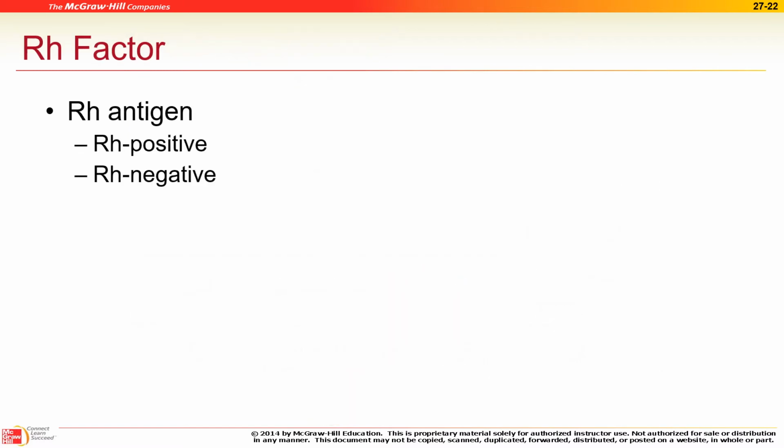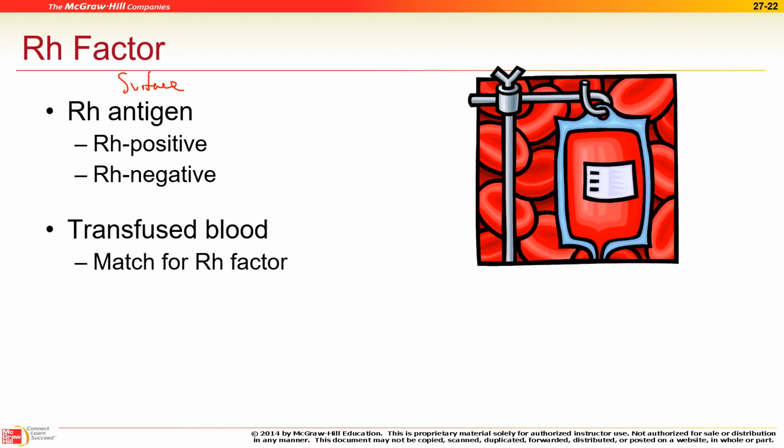The Rh factor. The Rh factor is an additional surface antigen on the red blood cell, and most people are positive for it. Some people are negative, and we'll talk about the problems that can come up if someone is Rh negative. One example is with transfused blood. If you are not Rh matched, it may cause a future problem.